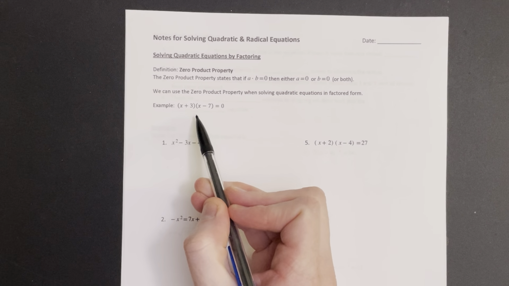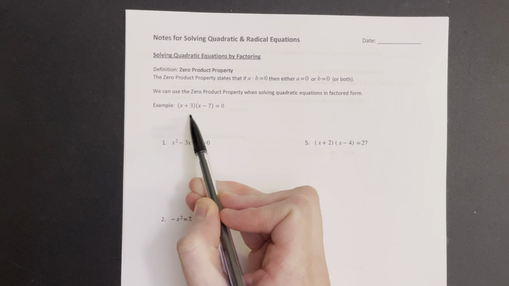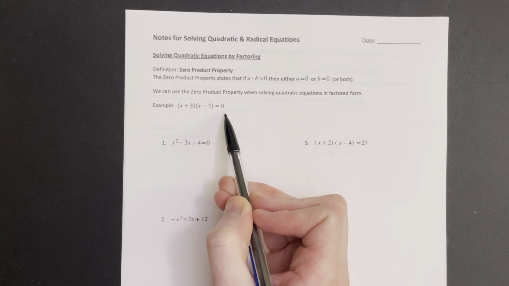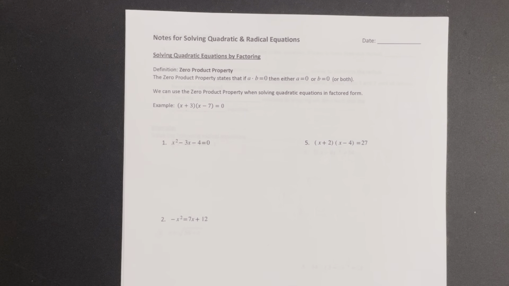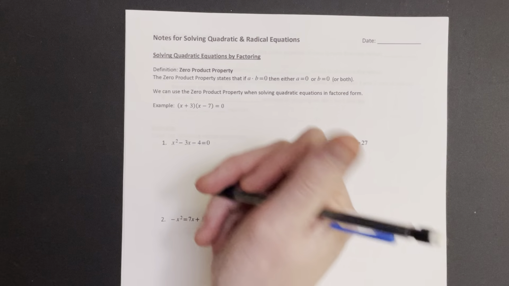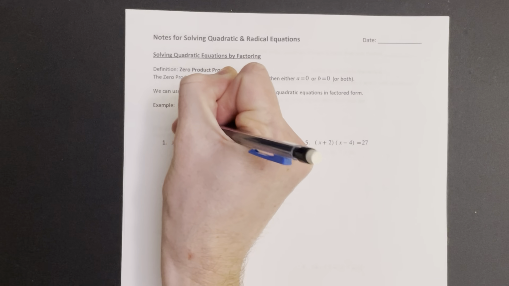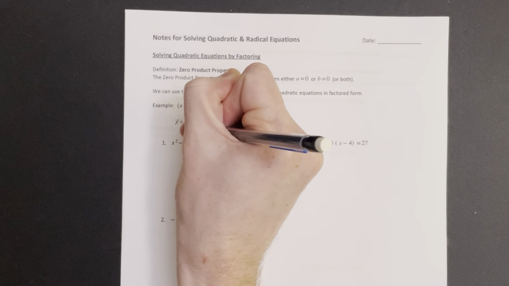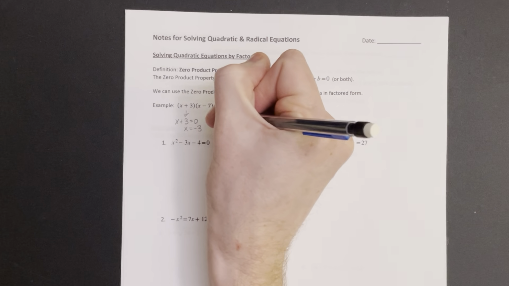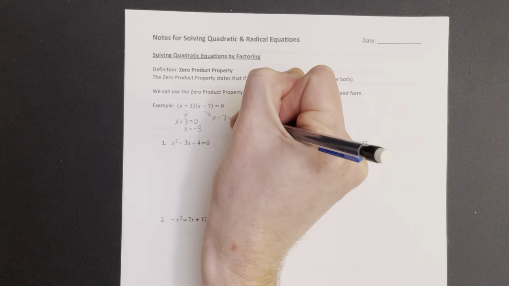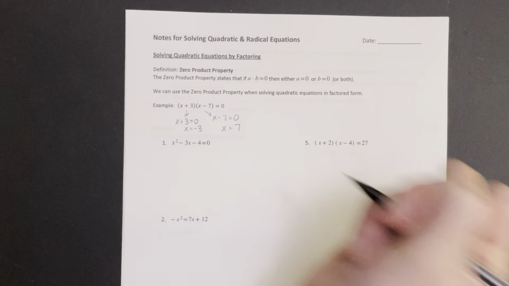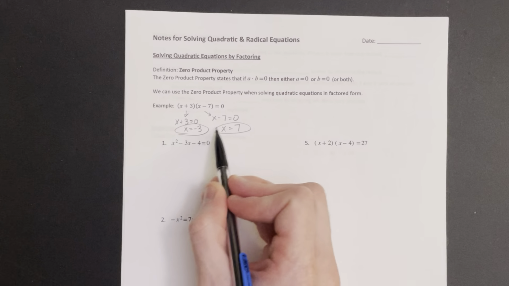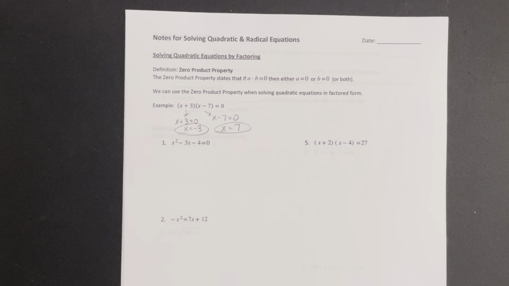If something's already in factored form, we have a product of things. We have x plus 3 times x minus 7, and it's equal to 0. So one of those components must be what's making this equal to 0. So I would set each factor equal to 0. X plus 3 would equal 0 if x is equal to negative 3. And then x minus 7 would equal 0 if x was equal to positive 7. These are the two solutions to this equation because we have a product equal to 0.